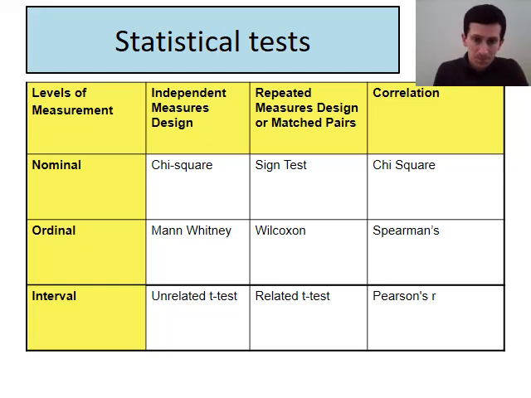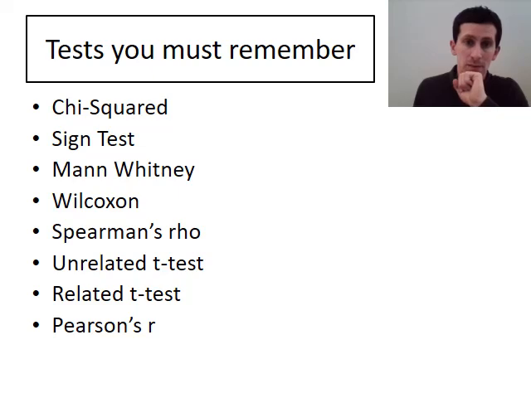So you can see here, some of them get used twice. You've got chi-squared comes up twice. Sign test, you should be able to remember from doing last year. So we're going to have a quick look at different ways to remember this. And again, if you look, you've got 1, 2, 3, 4, 5, 6, 7, 8 different tests you've got to remember.